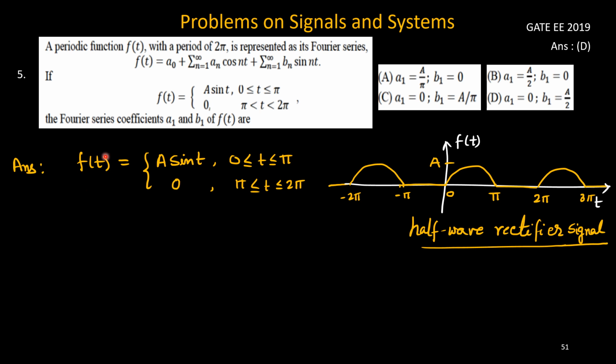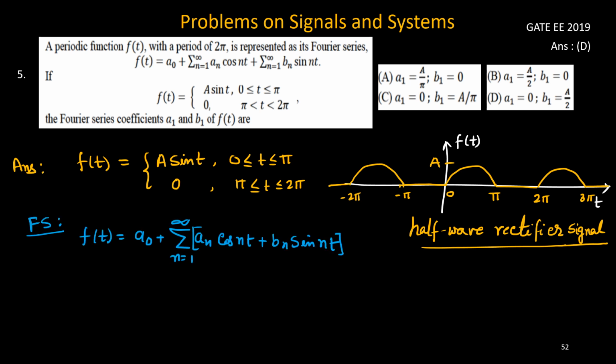So what is f of t? F of t is a sin t for the range 0 to pi, and pi to 2 pi is 0. So this is your sine function from 0 to pi, and pi to 2 pi is 0. Again it will repeat. So this looks like a half wave rectified signal, right? If you know the Fourier series of a half wave rectifier, then it is done. Here we will find the coefficients a1 and b1 for this half wave rectifier.